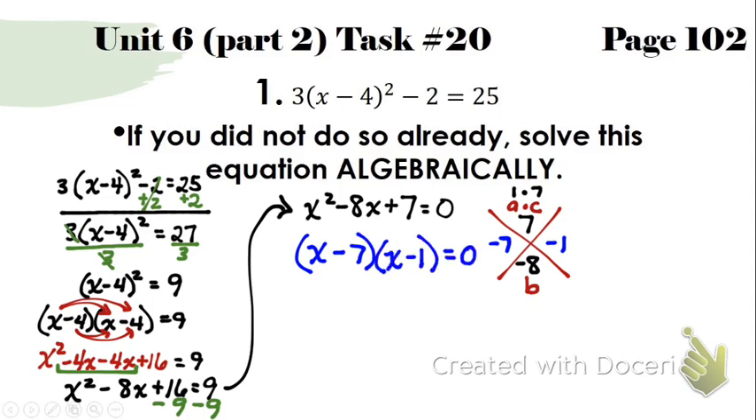What do we do with it after this? You set each equation equal to 0, so x minus 7 equals 0, and then x minus 1 equals 0. You solve it.